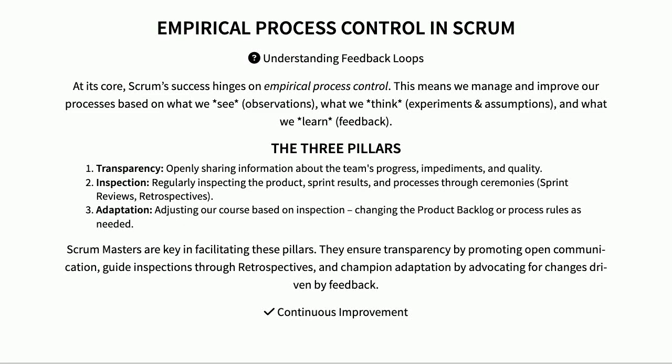Okay, let's talk about empirical process control in Scrum. Essentially, it's how we manage and get better at our work, not with rigid plans, but by constantly looking at what's happening, figuring out what we think is going on, and then adapting based on the results. We do this through 3 key pillars: transparency, where everyone knows what's up; inspection, which means regularly checking in on how things are going through our ceremonies like sprint reviews and retrospectives; and finally, adaptation, making changes to our plans or process based on what we learn. Scrum Masters play a vital role in this, encouraging open communication and advocating for those adjustments.